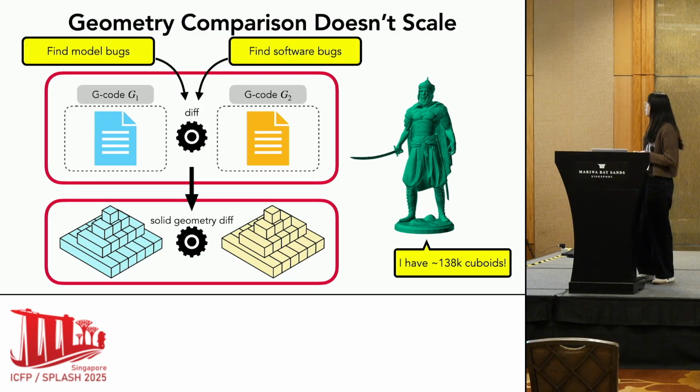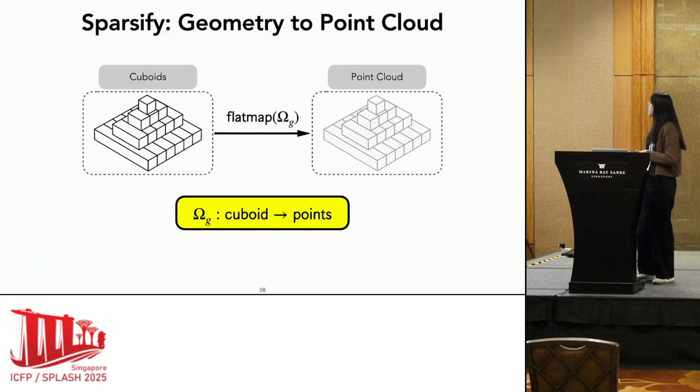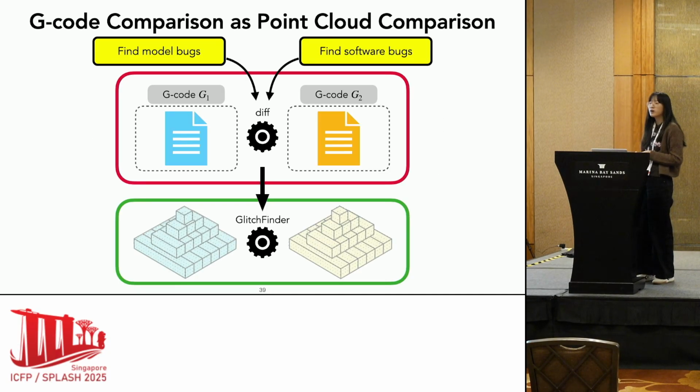Sadly, this approach doesn't scale. For example, for this Warrior model, it already produces around 138,000 cuboids. Therefore, we decided to sample each cuboid into points, producing a point cloud for the G-code program. So now, comparing 2 G-code programs becomes comparing 2 point clouds, and this is the core idea behind our tool, which is called Glitch Finder.